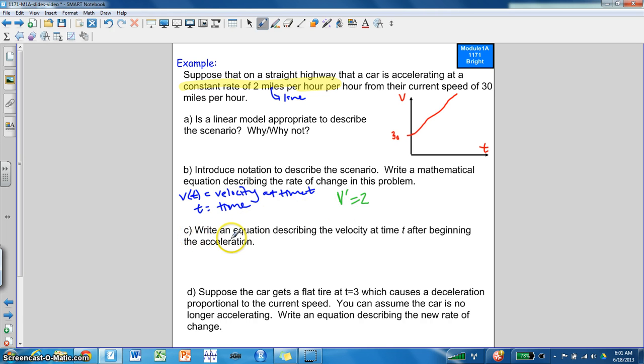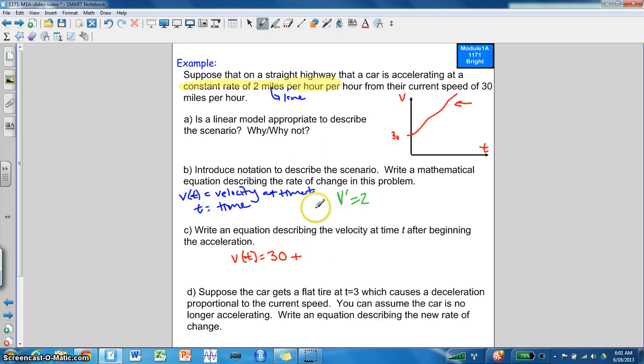Now C, we want to write an equation describing the velocity at time t after beginning the acceleration. So really what I'm saying is, hey, what is the equation of this line? Okay, and we kind of already started it. So velocity at time t. Well, I know I started out at 30 miles an hour. The car started at 30 miles an hour. That was my initial speed. Okay, but then the car began accelerating, so I have to add to this speed.